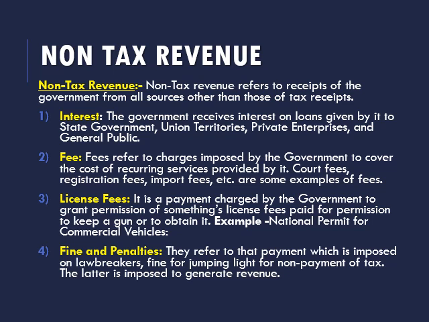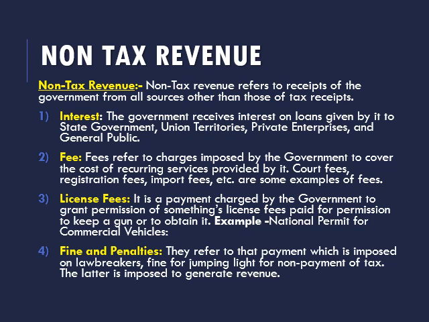Fines and penalties. This refers to the payment imposed on a lawbreaker, such as a fine for jumping a traffic light or for non-payment of taxes, which generates revenue. So that is penalties. When you jump any light or break any rules and regulations, you will be fined for it. And when you make payment of your electricity bill late, you will be fined for it.